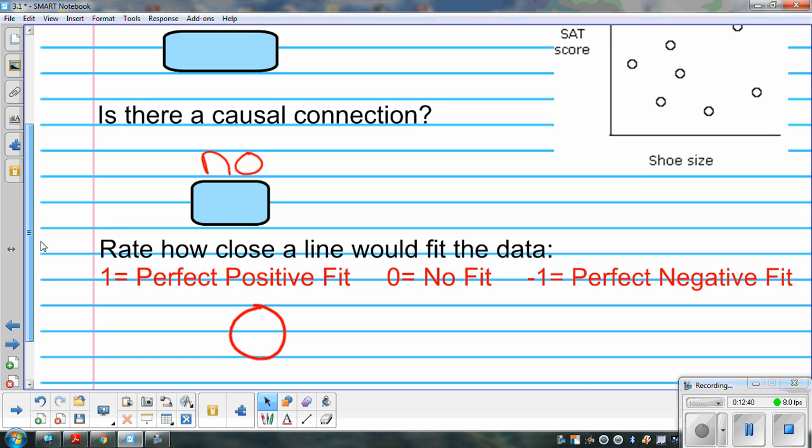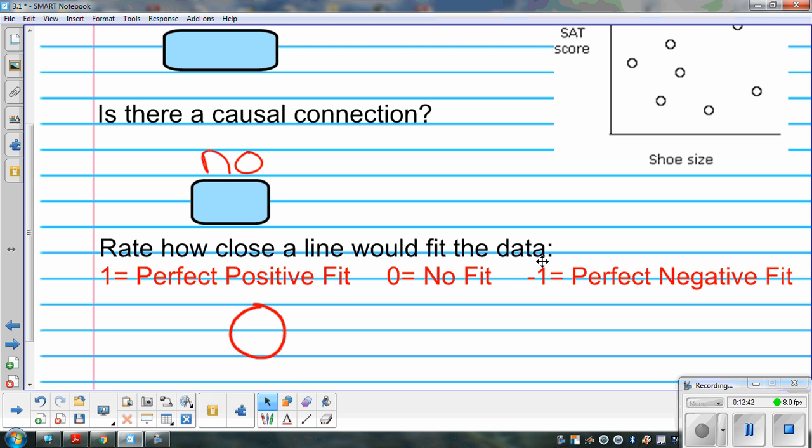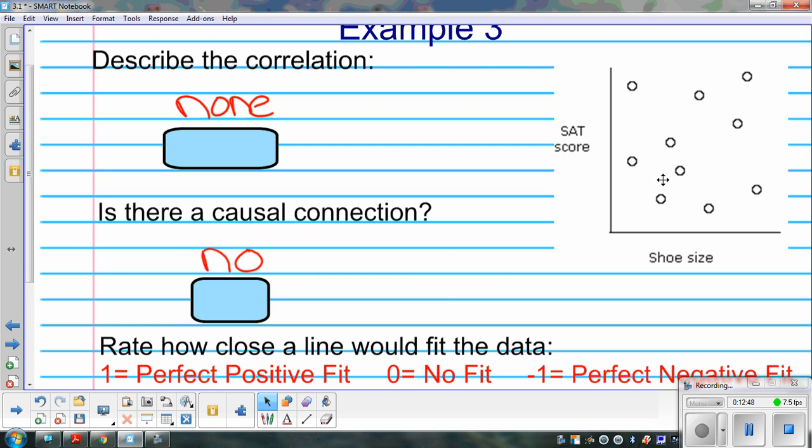So the number that we would assign for how close a line of best fit would fit the data would be 0. There is no correlation. We would have no idea if this would be a rising line or a falling line. So make sure you have the graph drawn and you've said there's no correlation, there is no causal connection, and we would rate the line of best fit at 0. So you've seen a positive correlation, a negative correlation, and now no correlation. That is it for your notes.